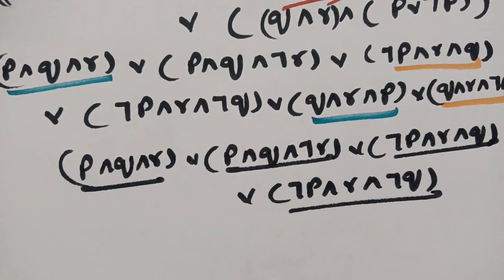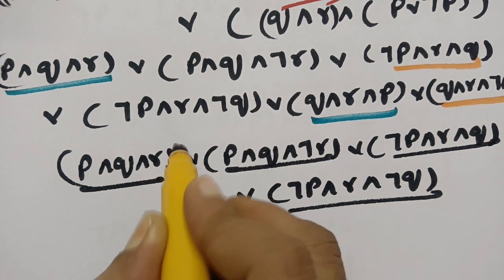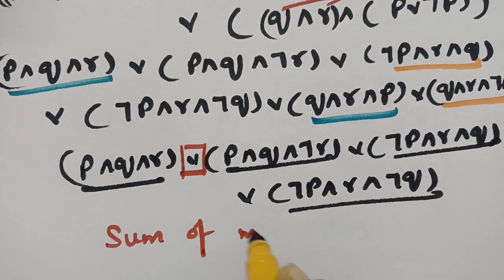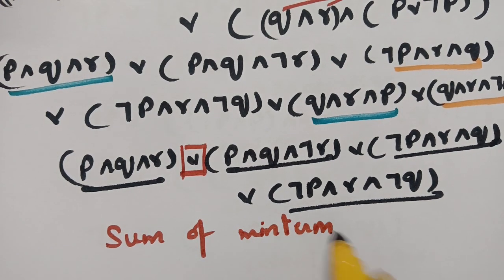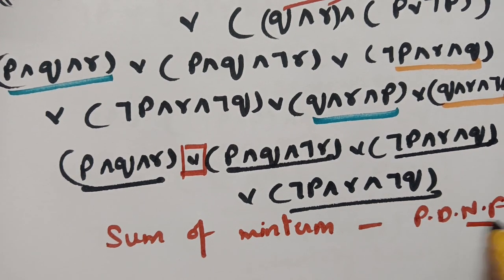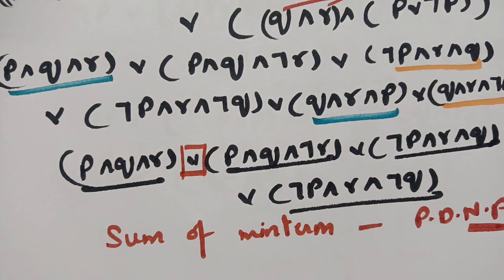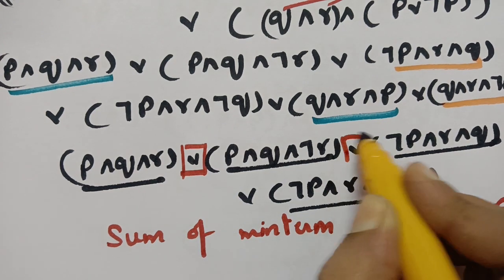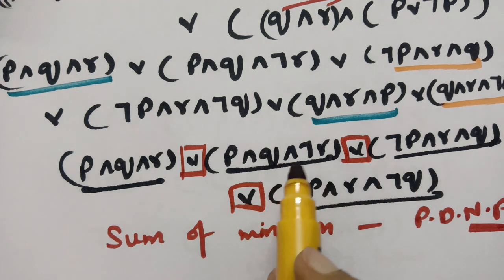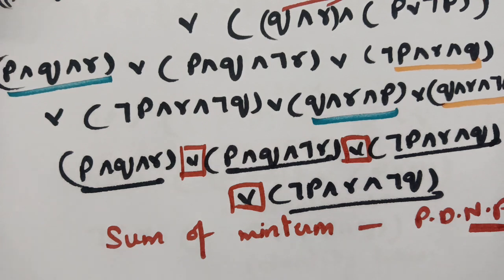So these are all the minterms, and in between what is there? Disjunction, or sum of minterms. See here, sum of minterms. Clear? Which is nothing but the PDNF. So this is the disjunction symbol. In between what is there? Disjunction. The sum of all the minterms is called PDNF. So this is how we have to solve. Hope you all understand.